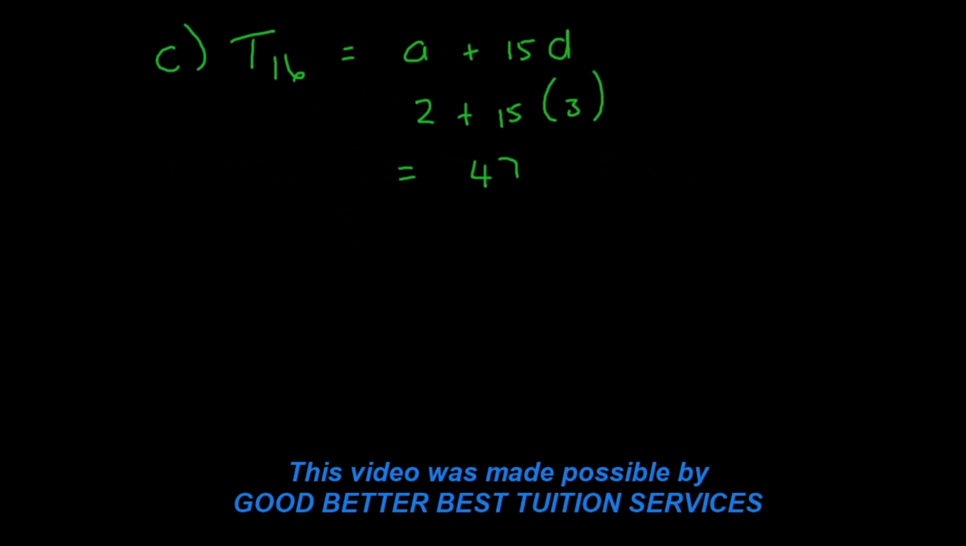Let's look at C. They've told us to find the 16th term, and you know that the 16th term, how we go about finding that if we don't have Tn, is A plus 15D. We substitute A, we substitute the difference, which is T2 minus T1, and we get to our answer of 47.